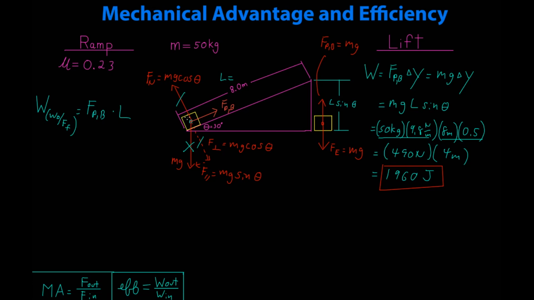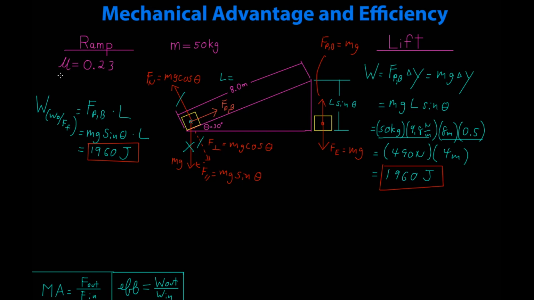Which means in order to push this box up the ramp at a constant velocity, force person on box would have to match force parallel. Which means this equation expands to mg sine theta times L. Now, if you notice, this and this are the exact same equation. So if this ramp is frictionless, I'm not even going to bother doing the math. If the ramp is frictionless, the work done will be 1960 joules. So if the work is the same, why bother using the ramp? Well, we're going to answer that question, but we're going to actually ask a more difficult question.